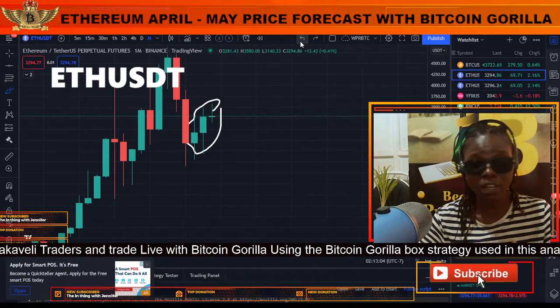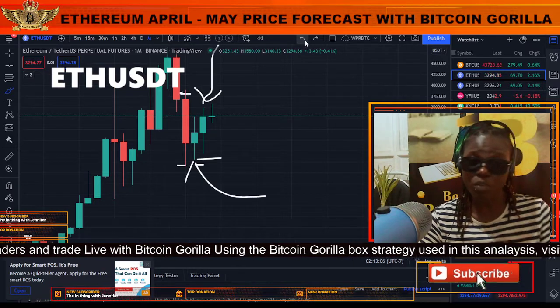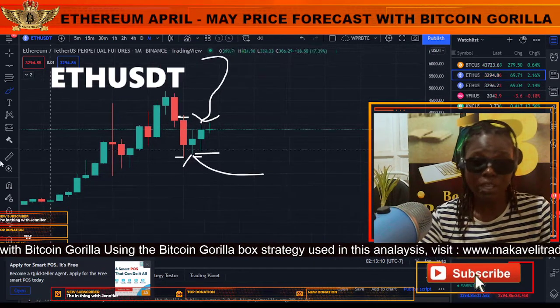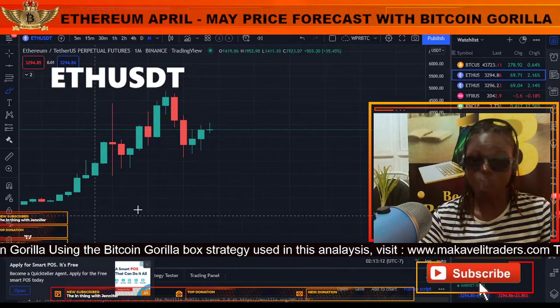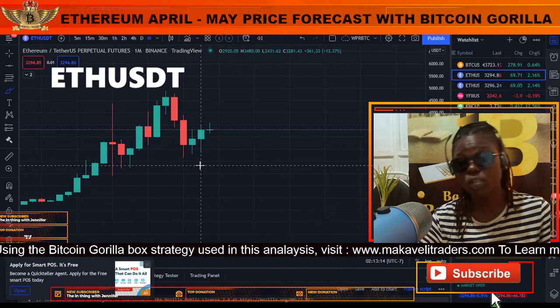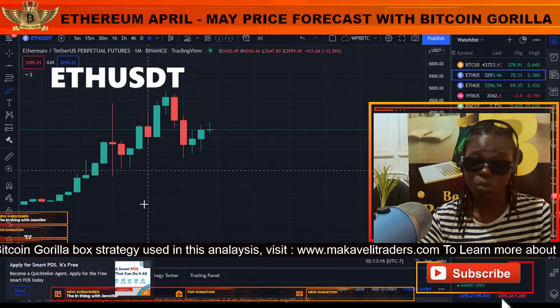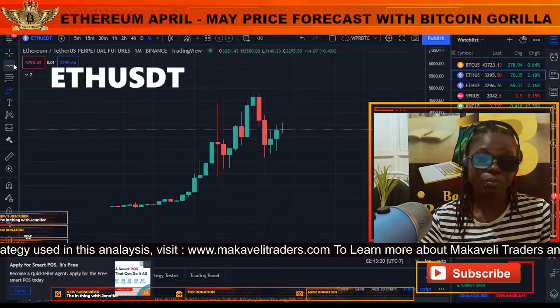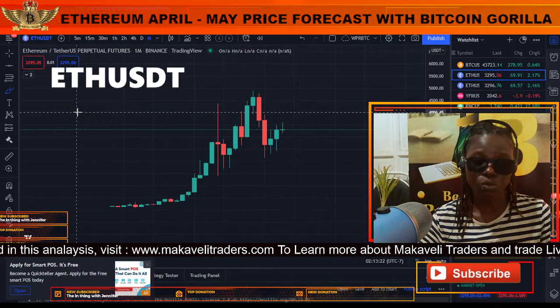So now that we have a little overview of what the monthly candle is saying, for the sake of those people who are holding Ethereum for quite some time, I will tell you the move to the upside is not over on Ethereum. So the monthly candle is still very bullish. And why will I say that? So I want us to do this.